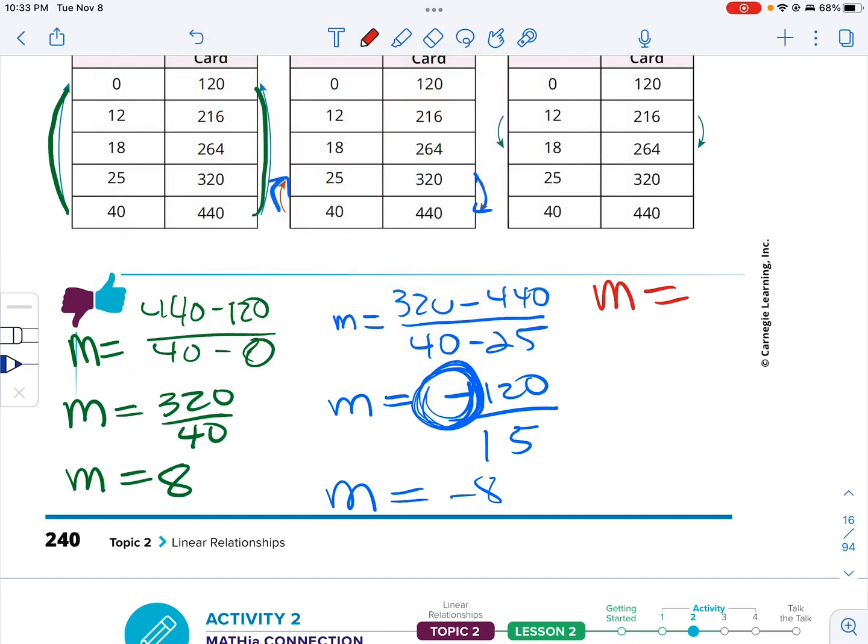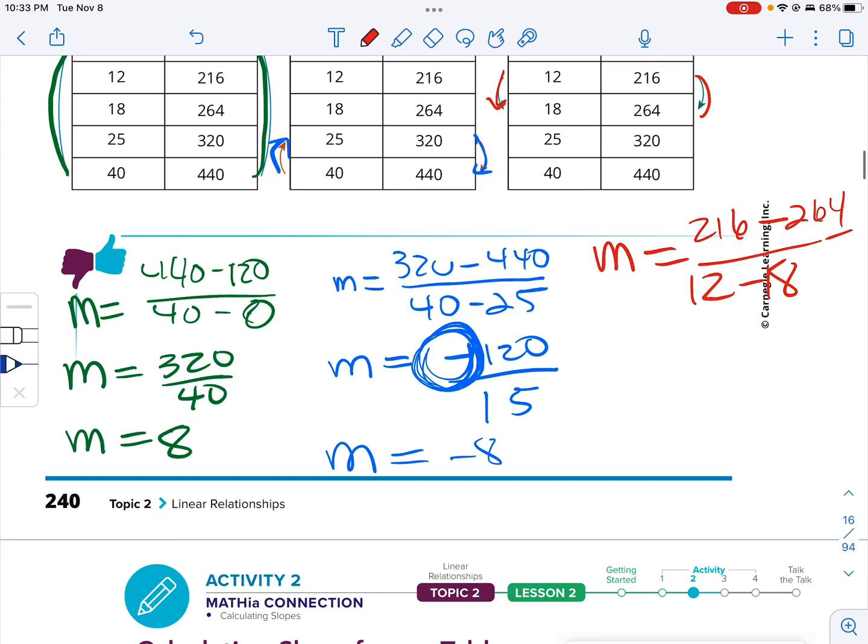Last but certainly not least, I'm going to do this one. It tells me that I'm going to start at 216 and subtract 264. And then on the bottom, I'm going to go from 12 to 18. So 216 minus 264 is going to get me negative 48. And 12 minus 18 is negative 6, but that comes out to 8.